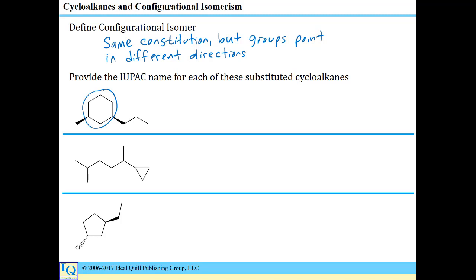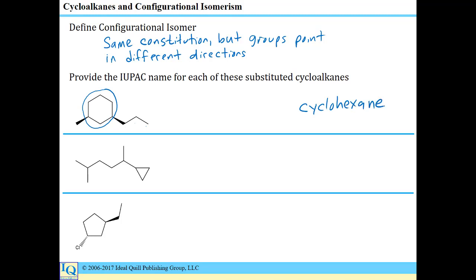So we have a cyclohexane. In this case, the cyclohexane is a 6-carbon ring. That's our parent chain because the linear chain of 3 over here on the right is shorter than that. You need to use your longest ring or your longest chain as your parent. So the parent name is cyclohexane.